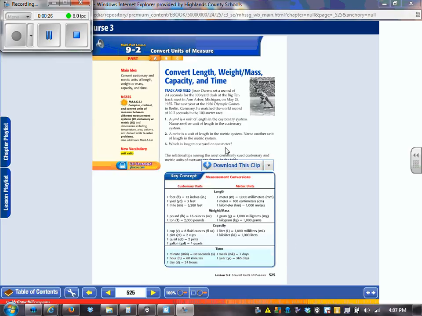All right, so today is March 28th. It's Friday, and we were learning about converting length, weight, mass, capacity, and time today. Weight and mass are pretty much the same thing. Don't tell your science teacher I said that.